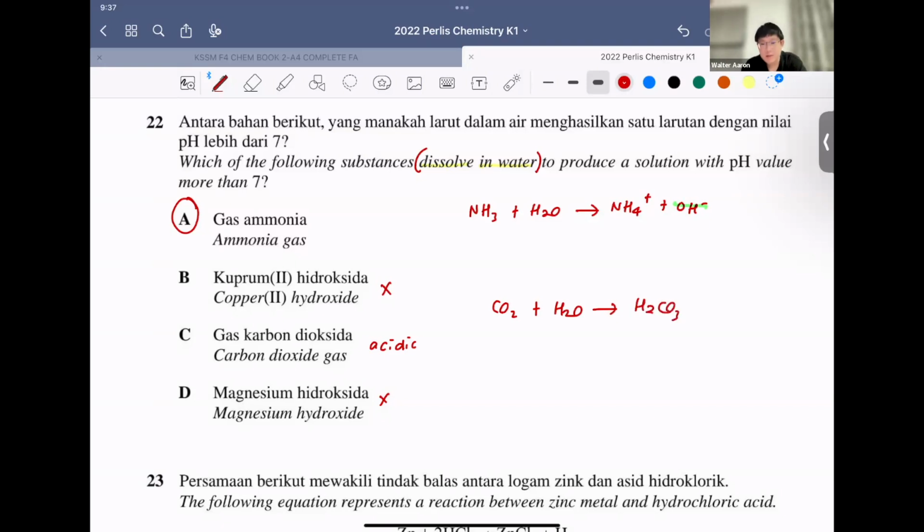Okay, and it should be an acid. So it should be a lower pH than 7. So the only possible one according to this question will be A.